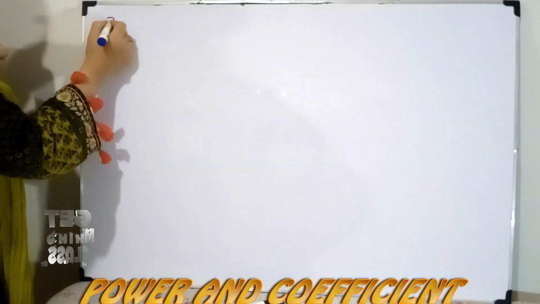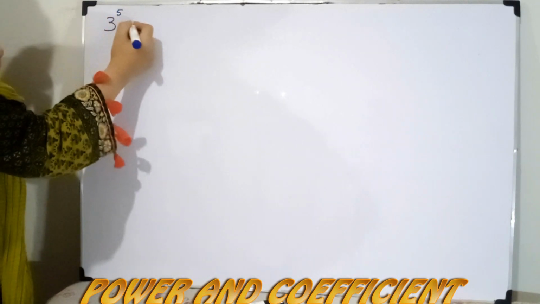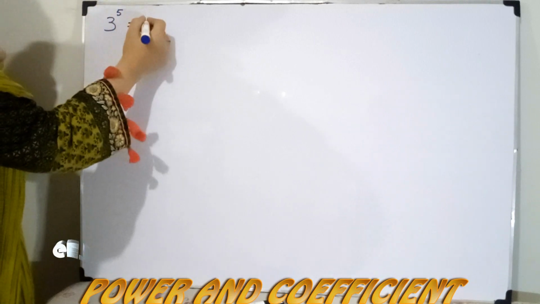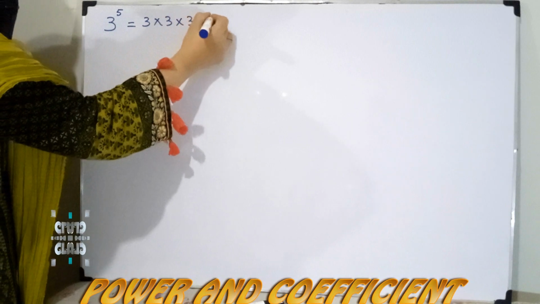This video is a further explanation of algebraic components. In this video, I will give you only a few examples that will give you a better concept regarding power and coefficients. Let's go towards the lesson. If I have a number with power, let's suppose 3 raised to 5, what does it mean? Power is showing 3 is multiplying itself 5 times.